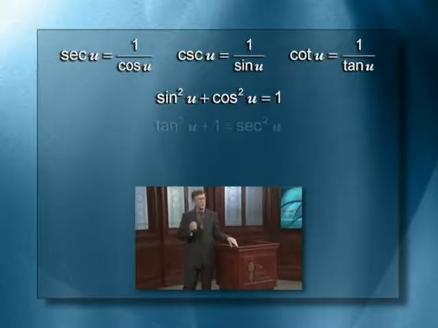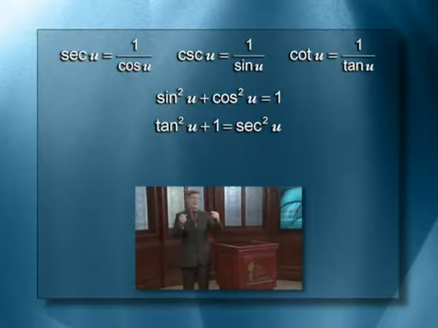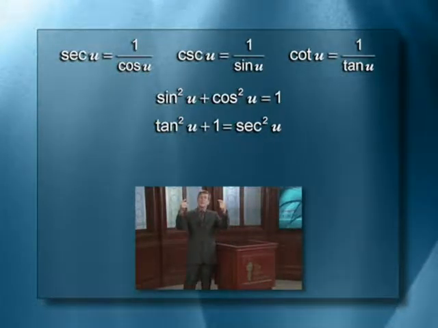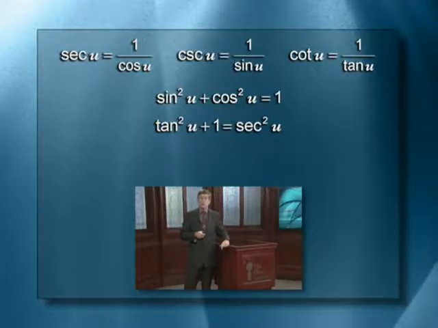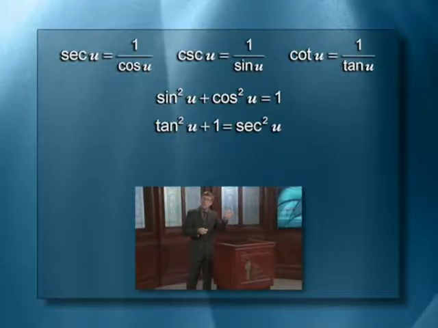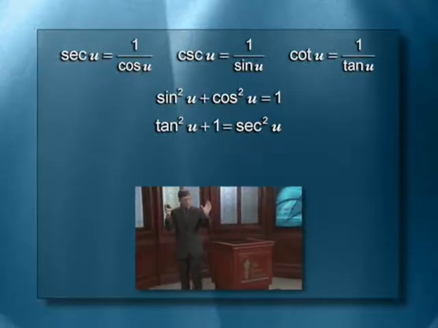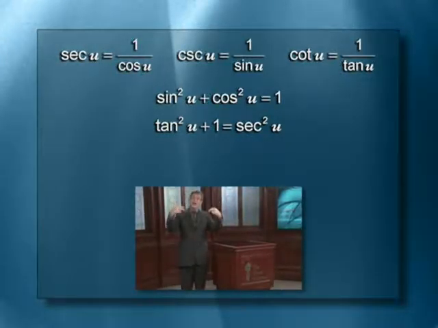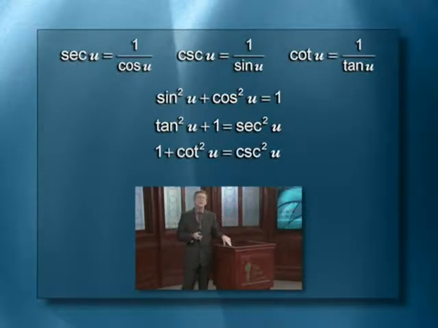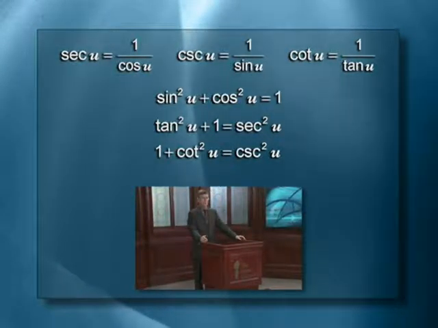And from that identity, we developed a couple more. Tangent squared plus 1 equals secant squared. How did we get that? Well, we divided both sides of the fundamental identity by cosine squared. And if you remember that computation, it gave rise to tangent squared plus 1 equals secant squared. And in a similar fashion, if we divide both sides of the fundamental identity by sine squared, we get 1 plus cotangent squared equals cosecant squared. That identity is not quite as important as the tangent squared identity I just talked about.